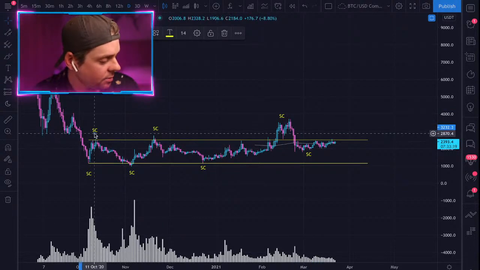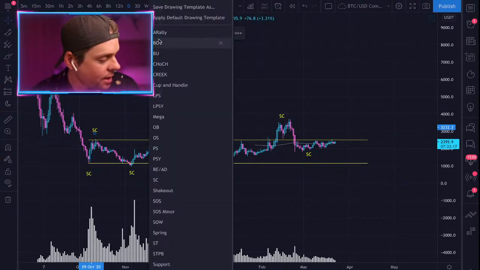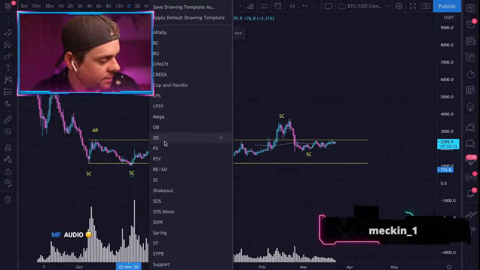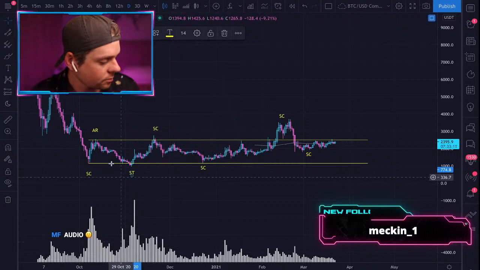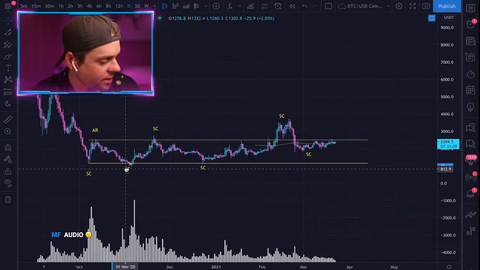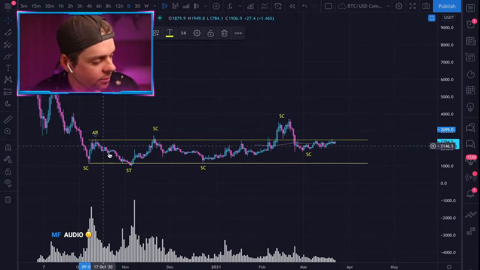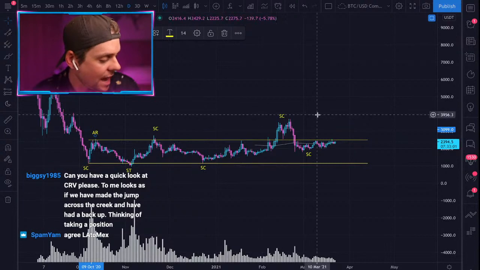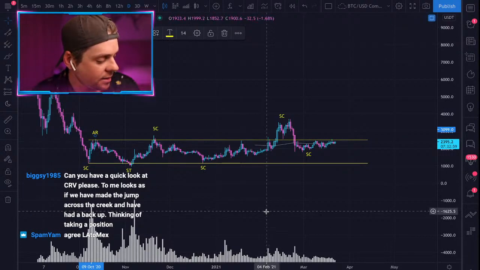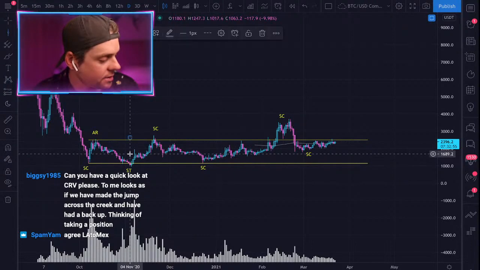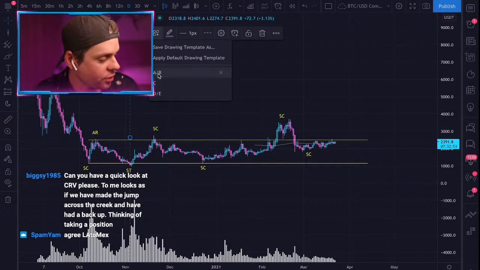So let's go ahead and label a few of these. This is the automatic rally, and we have our secondary test. So these 3 points right here, crash course in Wyckoff, real quick. These 3 points right here, seller's climax, automatic rally, secondary test. That is phase A. Phase A is your trading range.